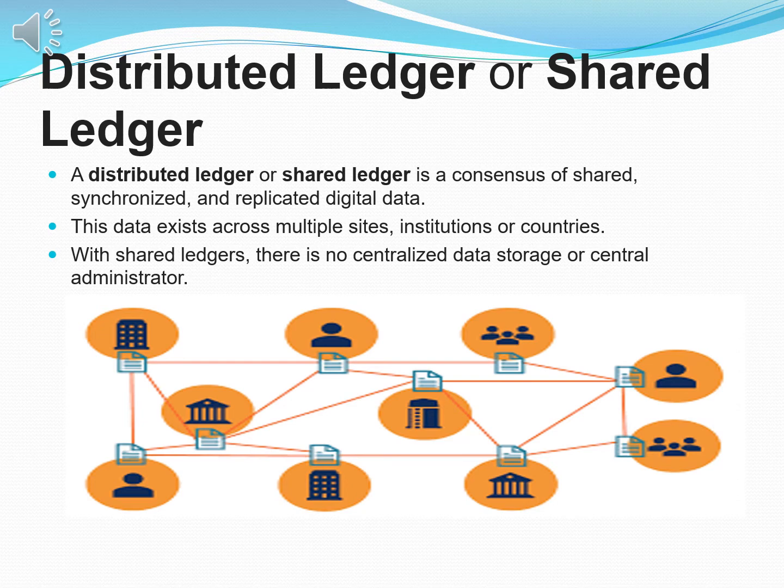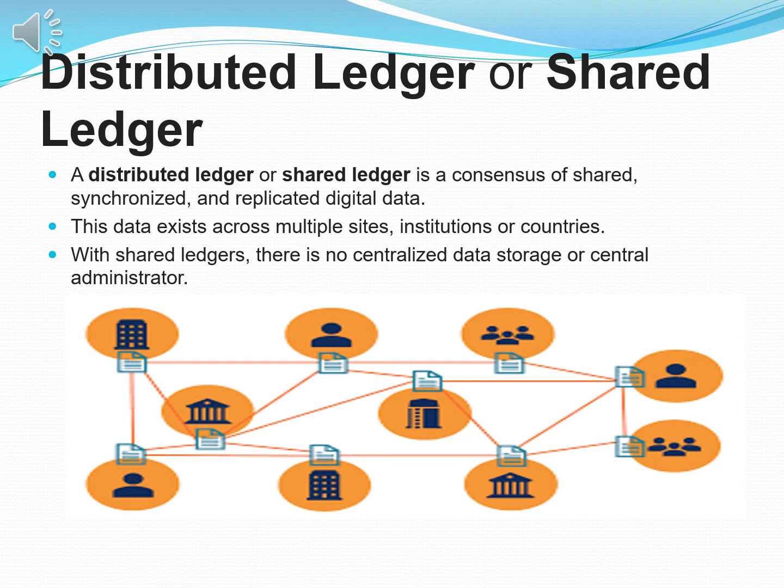Since these distributed ledgers are shared by all the parties, sometimes they call it shared ledgers. So a distributed ledger or a shared ledger is a consensus of shared, synchronized or replicated digital data. This data exists across multiple sites, institutions or countries. With shared ledgers, there is no centralized data storage or central administrator, like I have already explained to you.